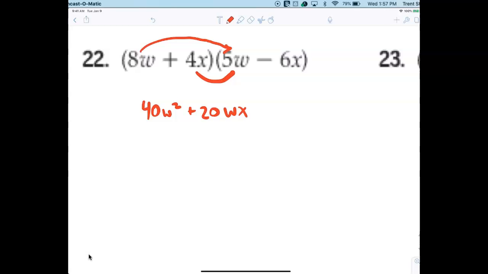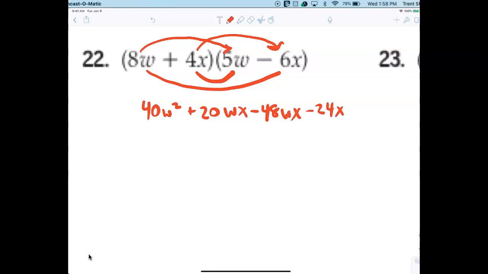All right, so if I do 8w times negative 6x, I get what? Negative 48wx. Now, what's 4x times negative 6x? Negative 24x squared. Okay, combine the middle terms again. Right, so we have 40w squared minus 28wx minus 24x squared. Yes, sir.